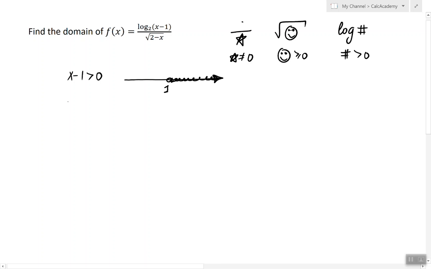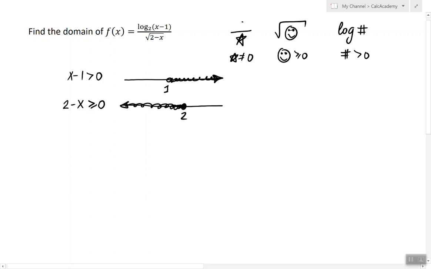Then we have a radical. So what's inside of the radical cannot be less than 0. So that's the condition, and these are all the values that satisfy that condition. So it's all the values that are less than 2.